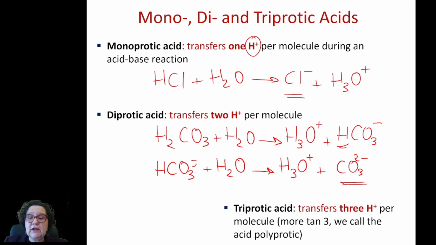If you have a triprotic acid, 3 hydrogens, potentially you will have 3 reactions that might be more or less difficult. We'll see that the more hydrogen ions you try to liberate, the more difficult the reaction becomes. But you could transfer 3 hydrogen ions per molecule. Some organic acids have 4 or more hydrogens that can potentially be donated. We call them polyprotic acids.